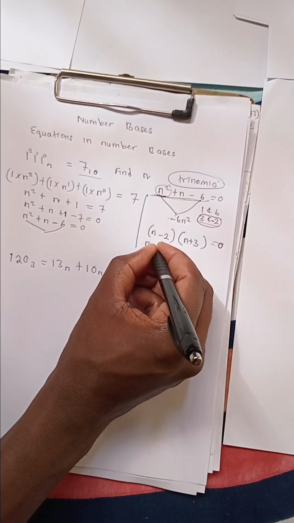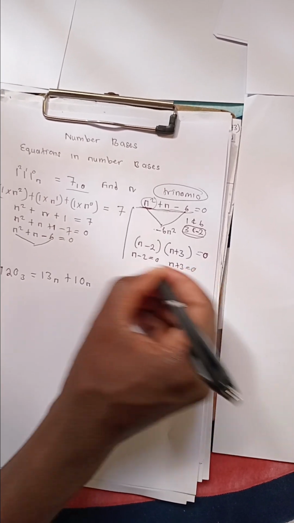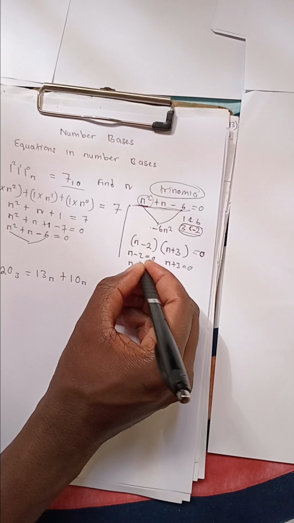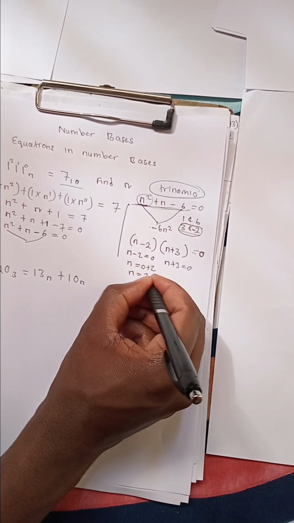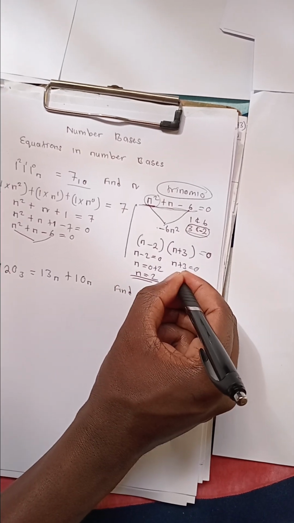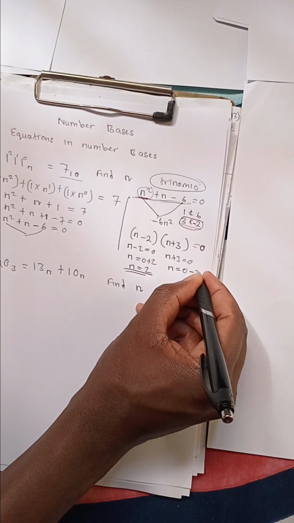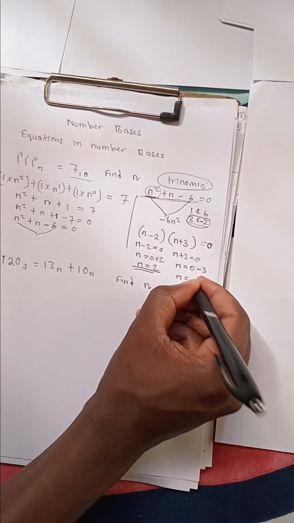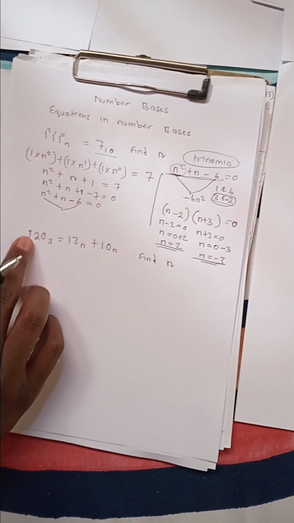So we're going to say n minus 2 is equal to 0, or n plus 3 is equal to 0. So n is equal to 0, minus 2 to this side is plus 2. So n is equal to plus 2. Then right here, n is equal to 0, 3 to the side is now minus 3. So n is equal to minus 3. Right? So we have another one right here.